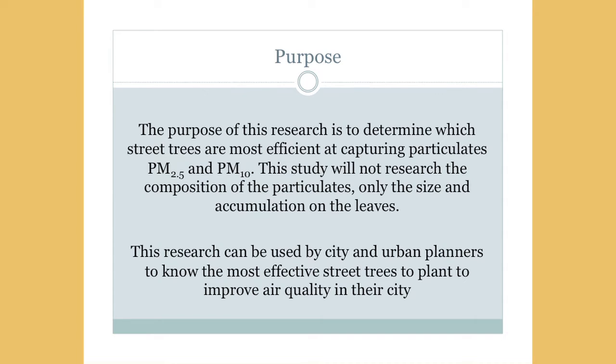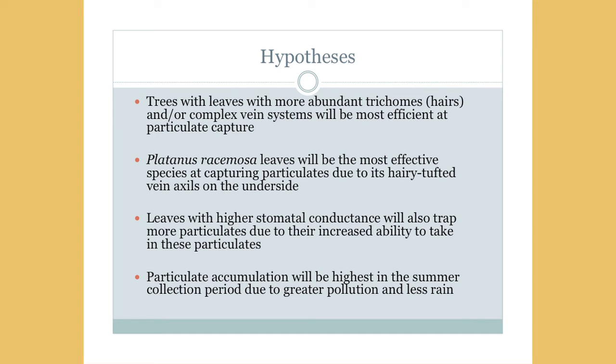The purpose of my study is to determine which street trees are most efficient at capturing these particulate matters. And it's not going to look at the composition of the particulates, just the accumulation and the size. So hopefully this research can help city planners decide what are the most effective street trees to plant to improve air quality. So I have 4 hypotheses.